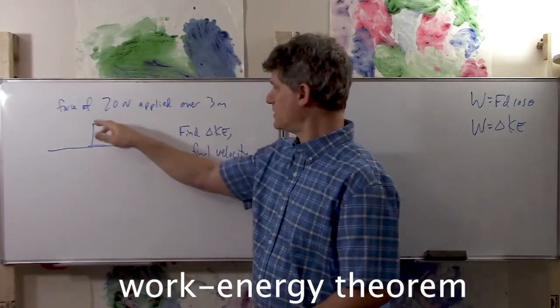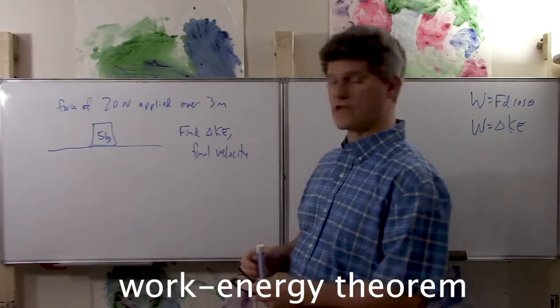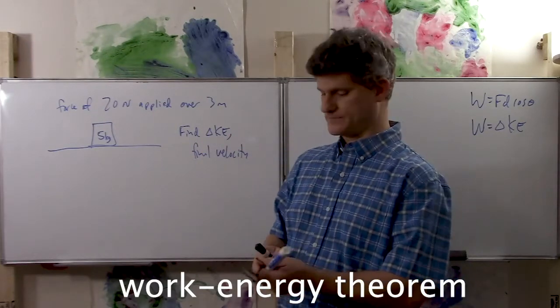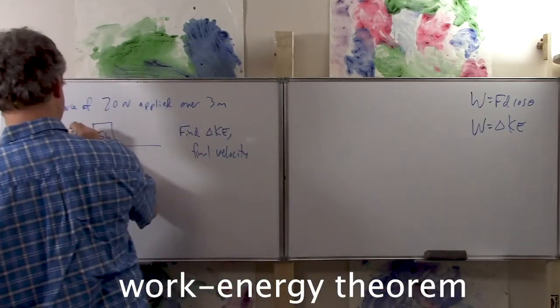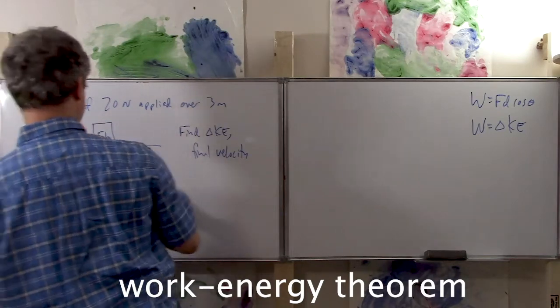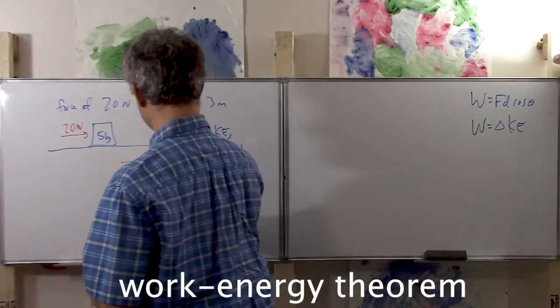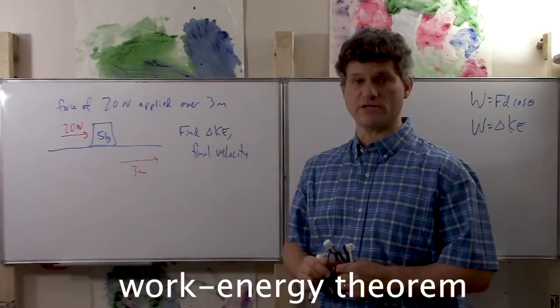So we have an example here. A force of 20 newtons is applied over 3 meters. Find the change in kinetic energy and the final velocity. All right, so let's first draw our force here. So that's 20 newtons. And we have a distance of 3 meters that the object moves. So find the change in kinetic energy.